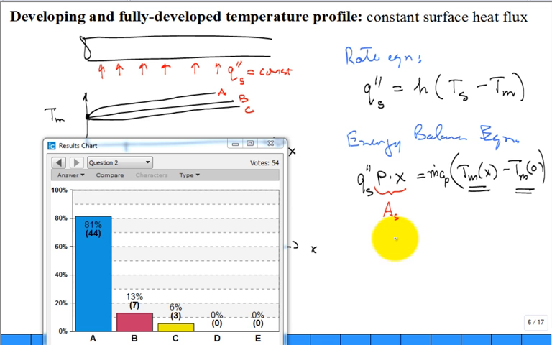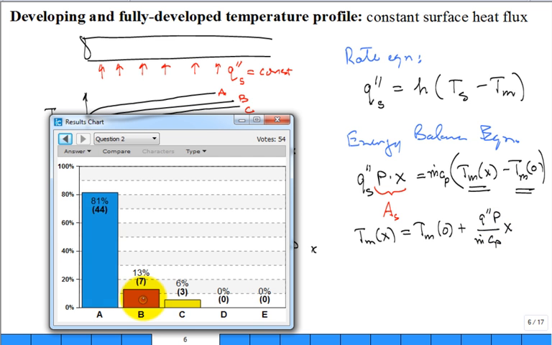Can you see what the solution is for the mean temperature as a function of location down the pipe? It would be the incoming value plus q double prime P x divided by m dot C sub P. If I plot that as a function of x, what does it look like? Straight line, isn't it? Straight line. So B is the best answer.